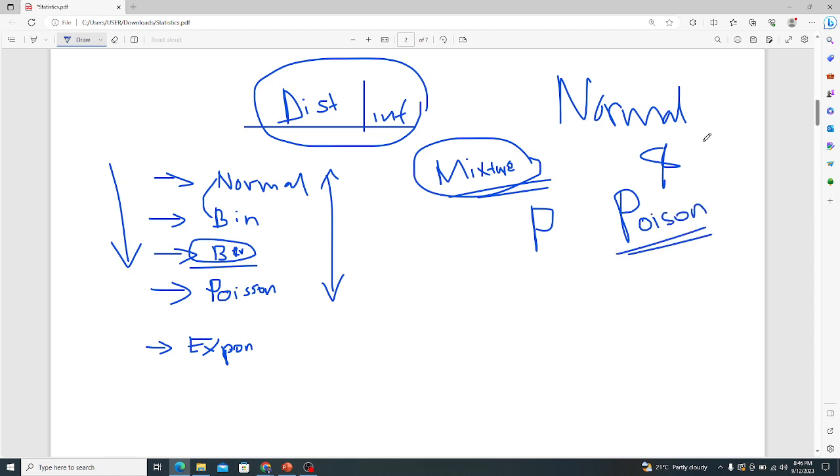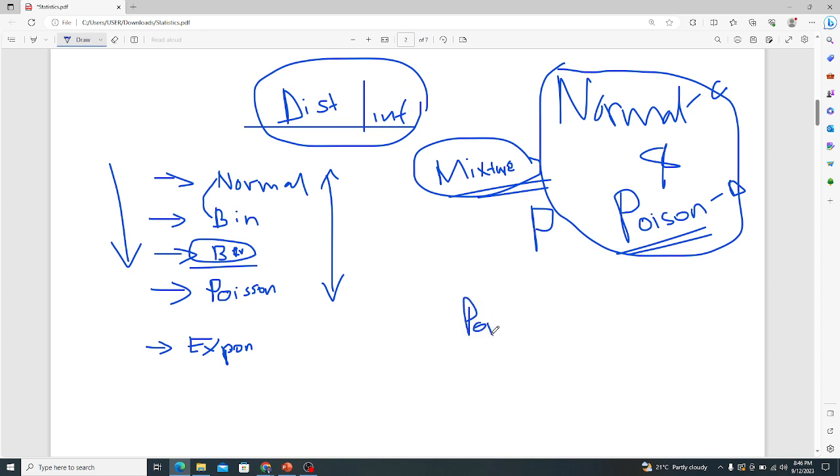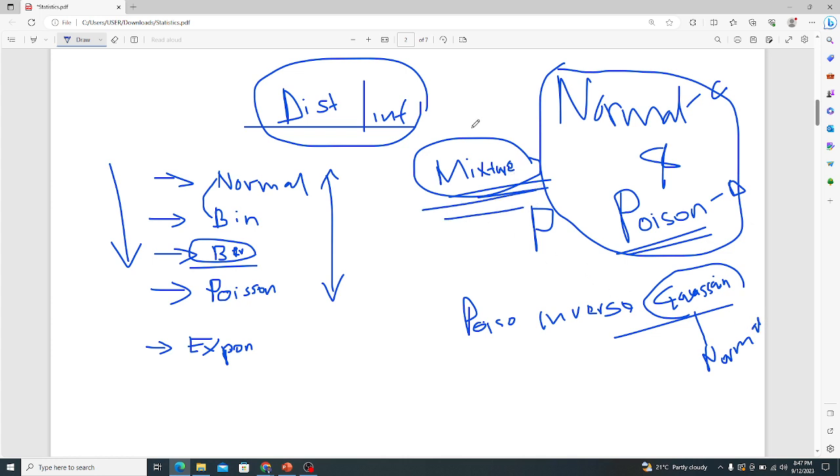distribution. Remember, this is a continuous distribution and this is a discrete distribution. So using mixtures, we can combine these two distributions and come up with a distribution known as Poisson inverse Gaussian distribution. Gaussian is another name for normal distribution. So under the advanced level, we have mixtures, which is a mixture of different distributions, and this is just an example of Poisson inverse Gaussian.